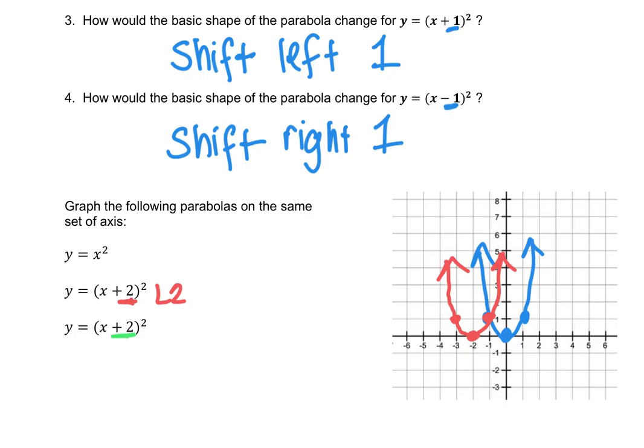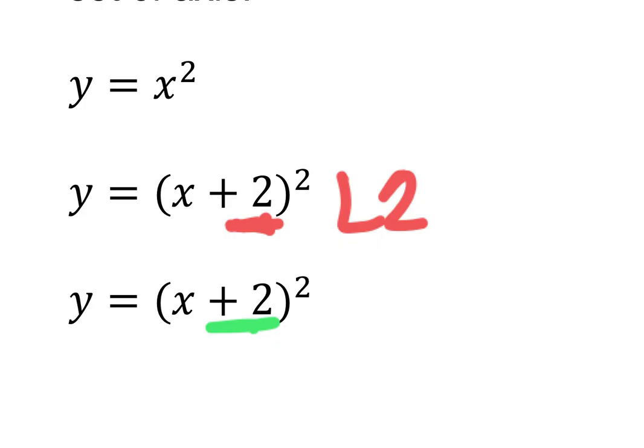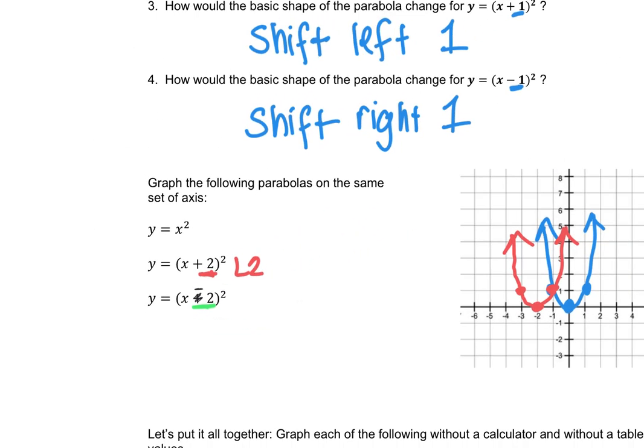And then there's a little typo on this last one. Go ahead and make that a minus. Should be a minus, not a plus. Okay, so we have x minus 2. What does that tell us to do? Right 2. So we're going to start at 0, 0 and go to the right 2, and put our other 2 points and connect our 3 points.